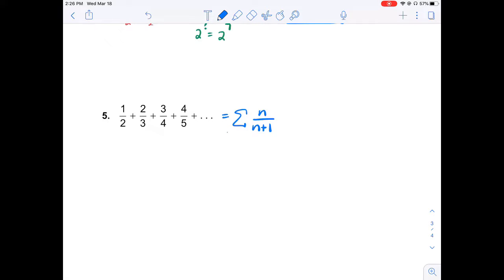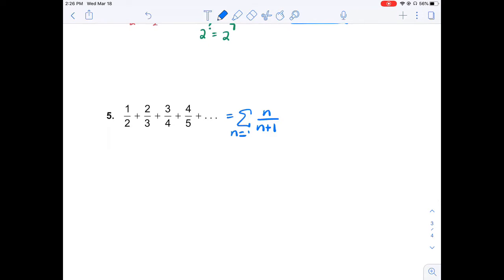So then where do we need to start? We would start at n equals 1 because I want to get 1/2 out of this. Now where do we end? Now from what we've seen before, they don't give us an end value. They just give us a dot dot dot. That means that what we have here is an infinite series. And so it goes on forever.